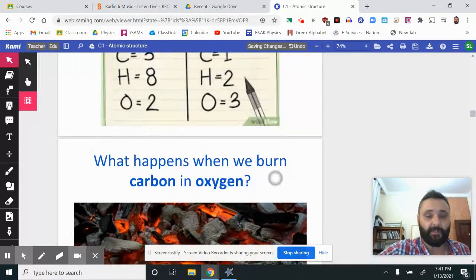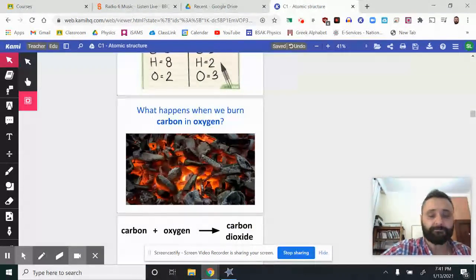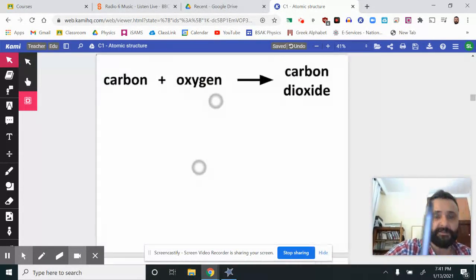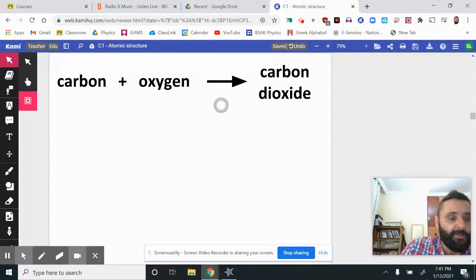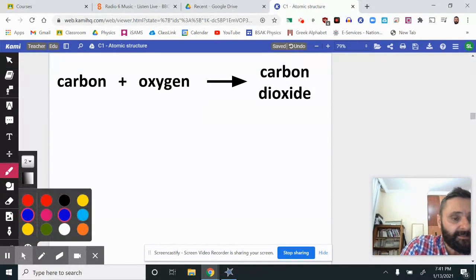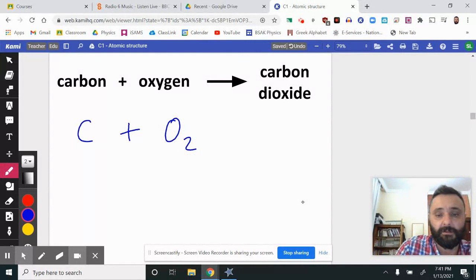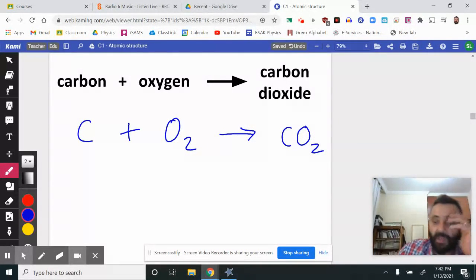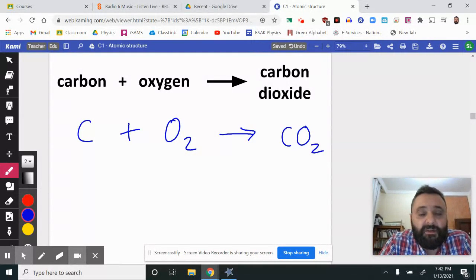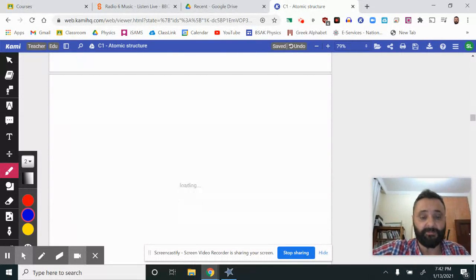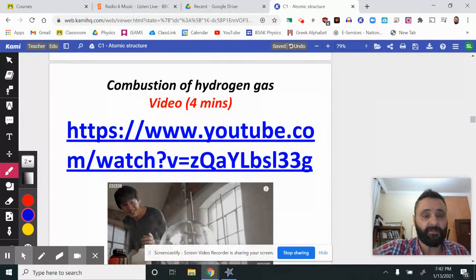Okay, right. What happens when we burn carbon in oxygen? Very similar to the last one, except we've got carbon. Now, the formula for carbon is C. Formula for oxygen is O2. Gives CO2. Is it balanced? Carbon's on the left, 1, carbon's on the right, 1. Oxygen's on the left, 2, oxygen's on the right, 2. That is balanced. Okay, so we don't have to do anything with that. Easy peasy.